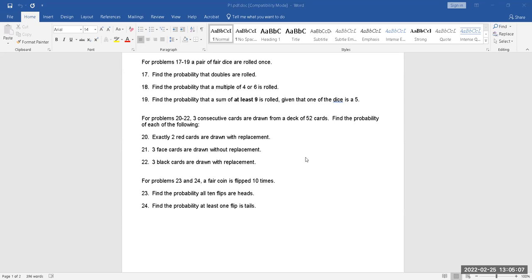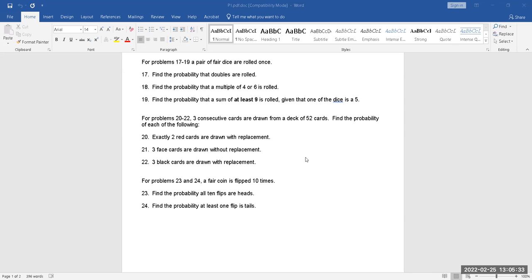So the question was, what's the probability of rolling a multiple of 4 or a multiple of 6? Which means I want that, that, that, and that. Does that look correct to you guys? So how do I answer this question? Just add those 4 numbers up. That's it. That's all I got to do.